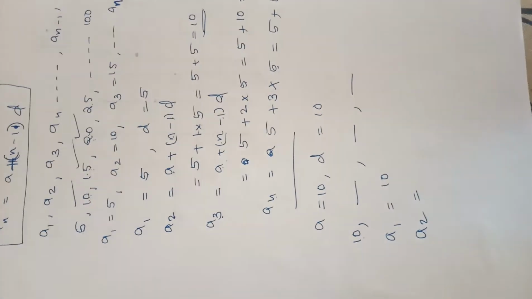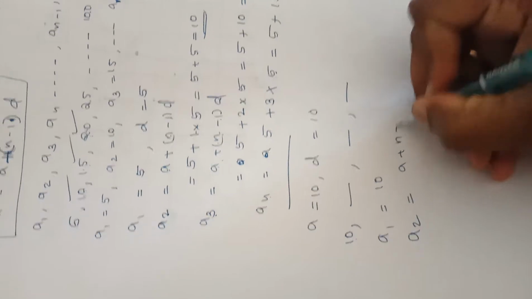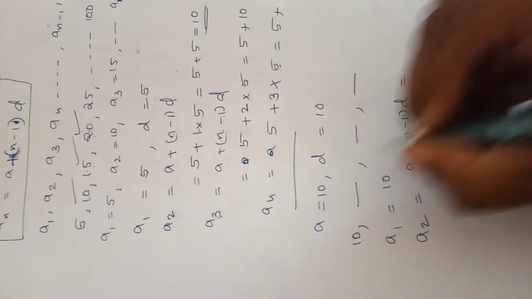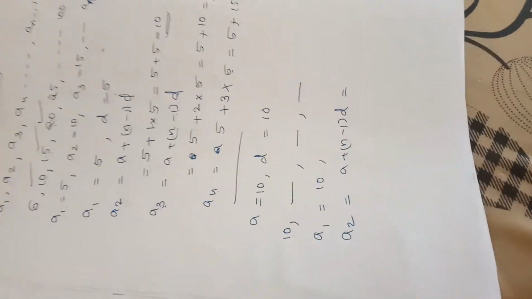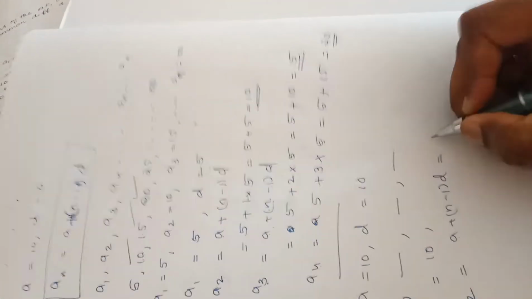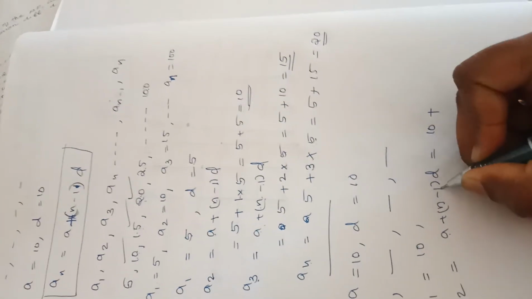A2 is equal to what equation? A plus (n minus 1) into d. So what is d, which is given? 10. A is equal to what? A is equal to 10, which is given in the question. So I am writing a, 10, plus (n minus 1).